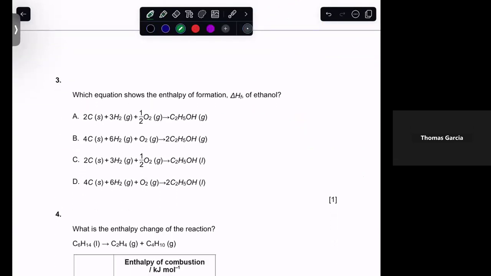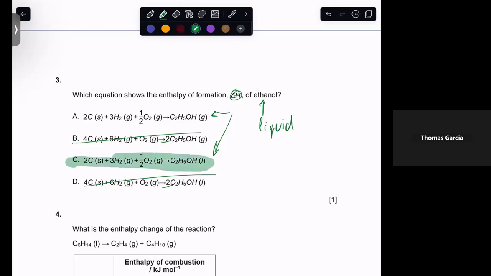Which equation shows the delta HF of ethanol? So formation, so we need to make sure that we have 1 mole. So it cannot be B and it cannot be D because those both create 2 moles. Now the question is, are we in our gas state or our liquid state? Well, ethanol is naturally a liquid. This is alcohol. Alcohol is a liquid. The natural state is liquid. We are forming a liquid.